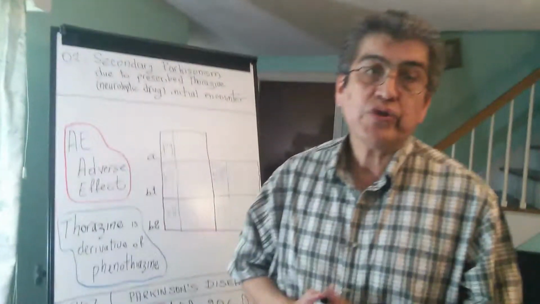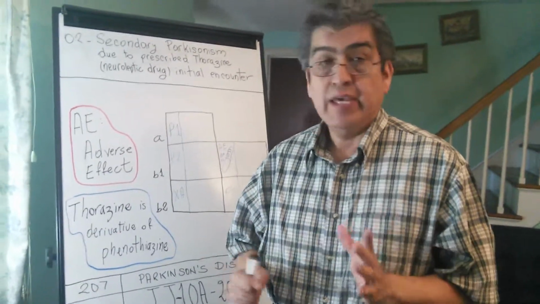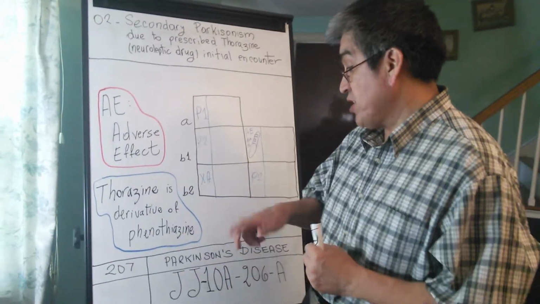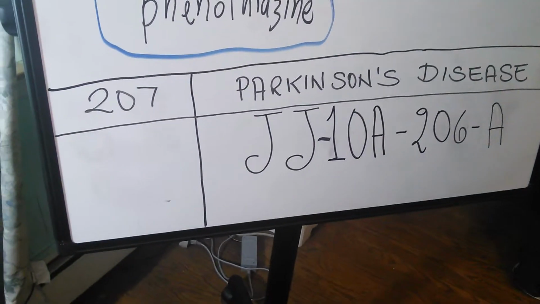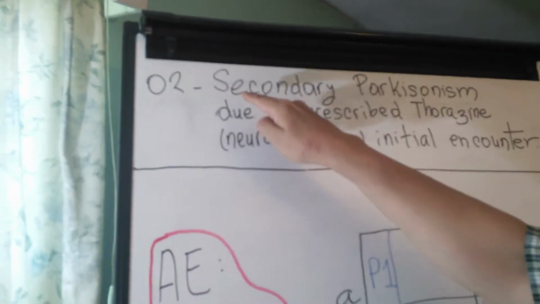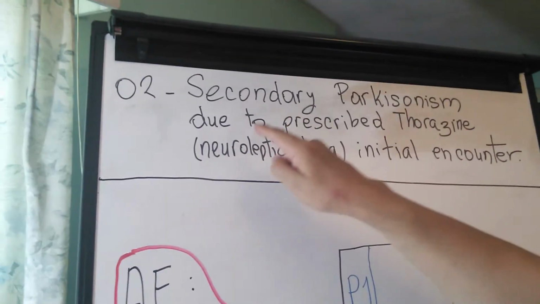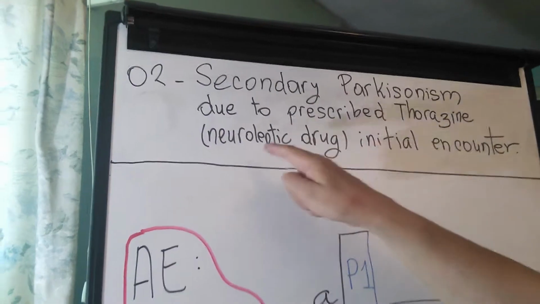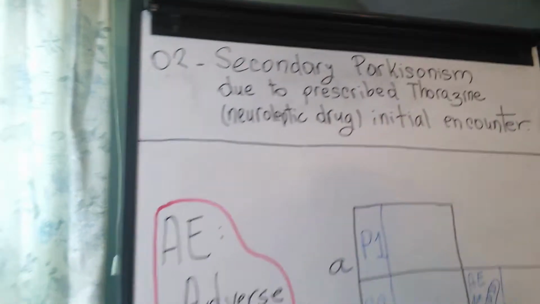Hi, this morning we're going to do one of the most difficult problems that we have encountered so far. Let me read it for you first so you have a clear idea of what it is that we're doing. In the first place, we're working with Parkinson's disease, right? And now this is the text. It says, secondary Parkinsonism due to prescribed Thorazine, which is a neuroleptic drug, and this is the initial encounter, okay?